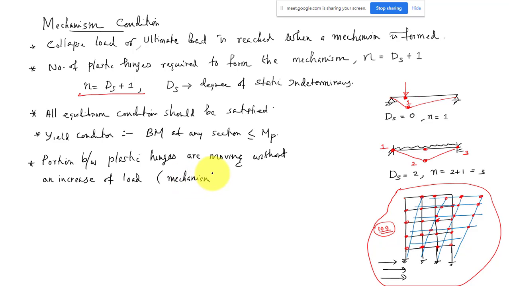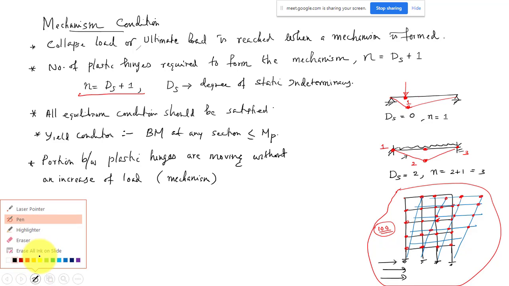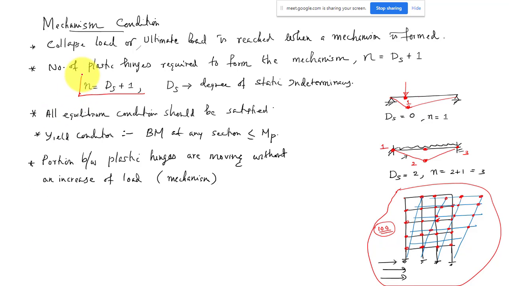The mechanism means like this. Between two plastic hinges, this part will be straight, like a rigid bar. It will just keep on rotating. If you apply some load, it will not resist that load finally. That is what I was trying to write here. This is the condition. This many hinges should be there to form the mechanism, that is, the degree of static indeterminacy plus 1.